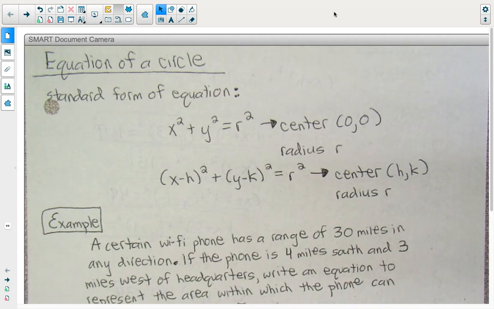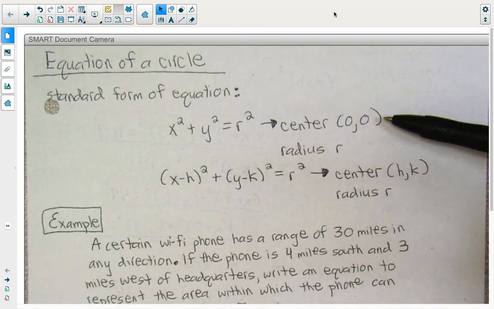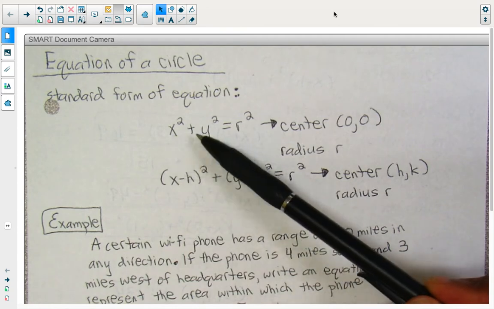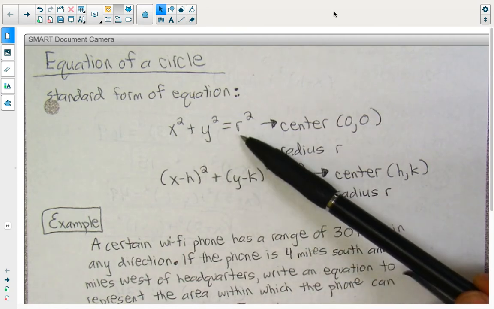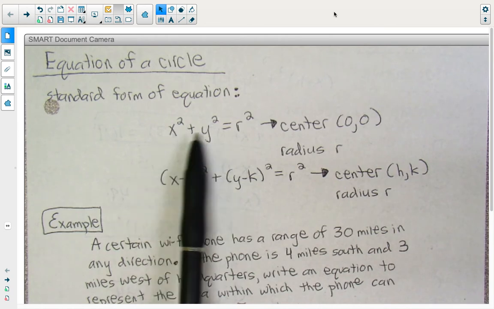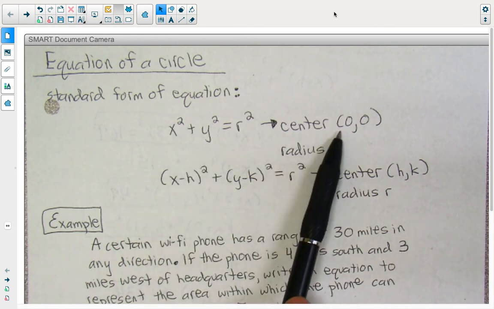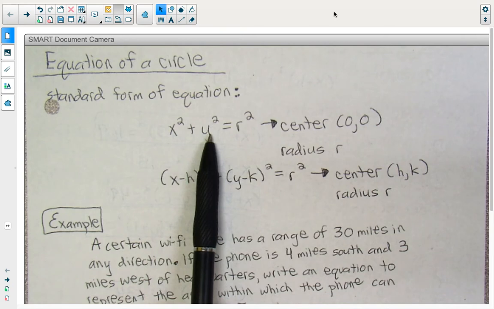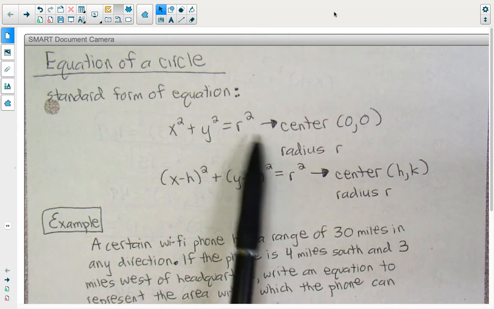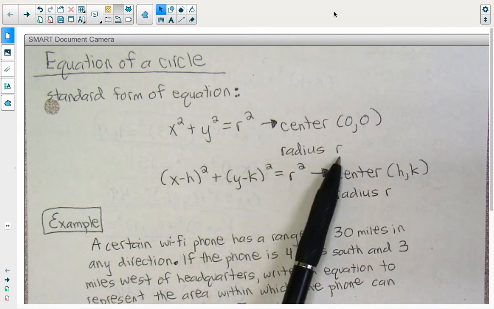So here we go. Let's start with the standard form of an equation. This first equation right here is our standard form for an equation of a circle. x squared plus y squared equals r squared. Our center is based around the x and y. So right here, the center is (0, 0) because we don't have specified numbers there. And our radius is whatever this number here is. So they'll give us a number, you'll take the square root, and that'll give you the radius of the circle.